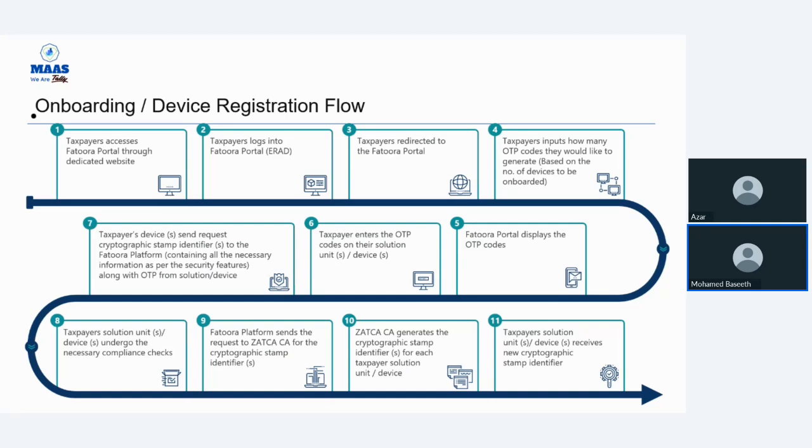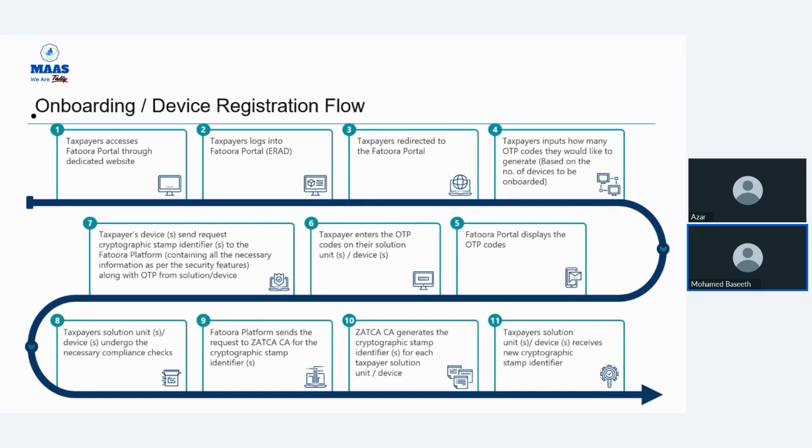as it displays on the Fatoora portal, and then the taxpayer unit, that specific machine, will go and check whether everything is secured. Once that is done, the Fatoora platform will send the request for that cryptographic stamp identifier. Then it will get generated on our machine, right? And we will get awarded with the cryptographic stamp. So this is the first step, the first process, to get the cryptographic stamp for our machine.